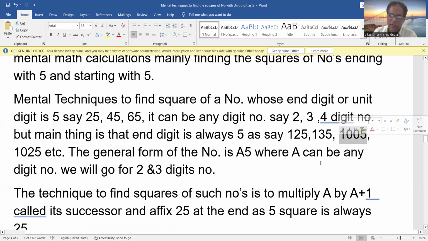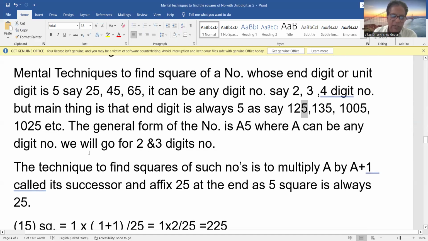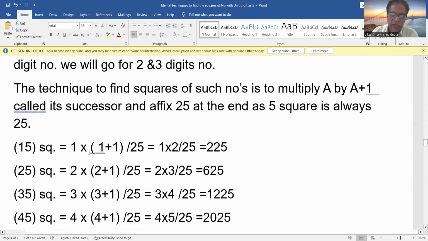So the technique is the same for all the numbers. The only thing required is that 5 should be the end digit of all these numbers. Right? 1025 is also another four digit number. Now, how to find the square of a number whose end digit is 5? The technique is that when the number is say a5, what you do is multiply a by a plus 1. You take one more than a and multiply a by that a plus 1. And at the end, you write 25, because 5 square is always 25.